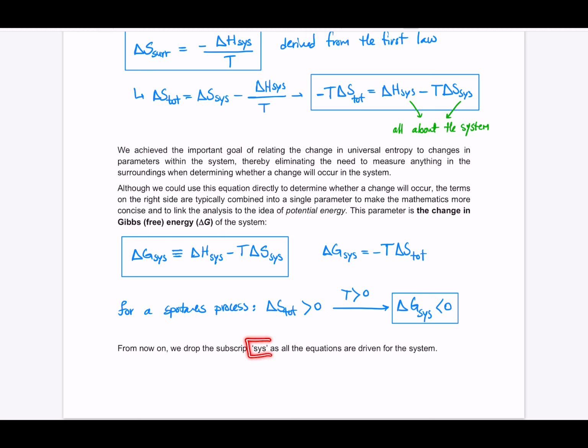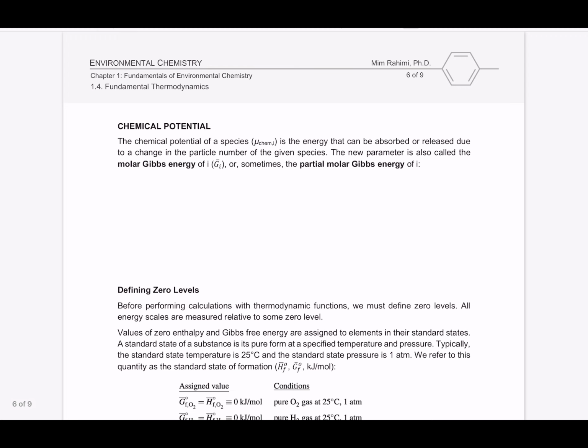Because we're always talking about the system, I'm not going to use this subscript anymore. But just keep in mind, it's always about the system from now on. Okay, so let's start with defining something that is very important, and that's basically the chemical potential of species I.